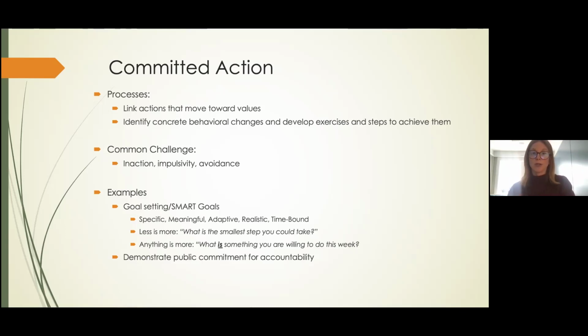And really thinking about what someone is willing to do. So they might have a lot of ideas, but I think it's important to ask, are you willing to do this? Seems good on paper, seems like it fits with your values. How likely is it to happen? How willing are you to do this?